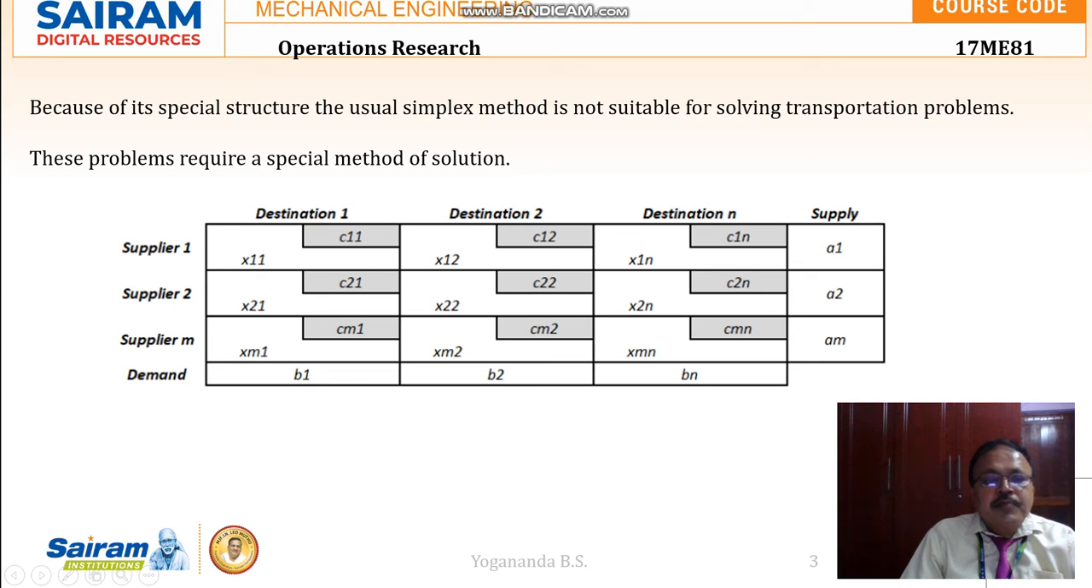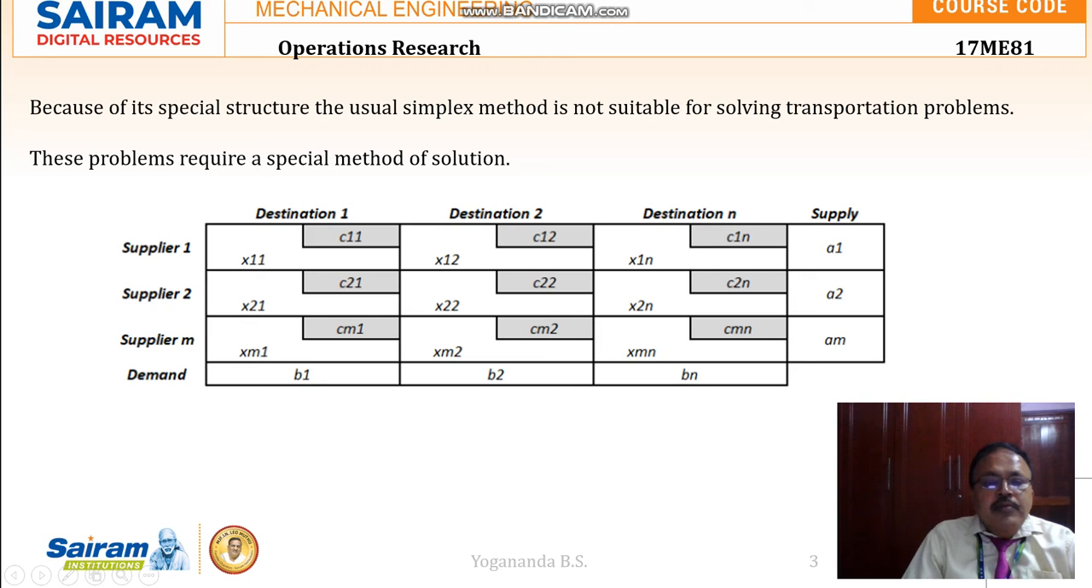We have different suppliers, supplier 1, supplier 2, 3 till supplier number M. Similarly, we have destinations or warehouses number 1, 2, 3 till number N. The cost of shipment from supplier 1 to destination 1 for one unit is given here as C11. Similarly, the cost of shipment of one unit of product from supplier 1 to destination 2 is C12. Like this, the costs are given in the table.